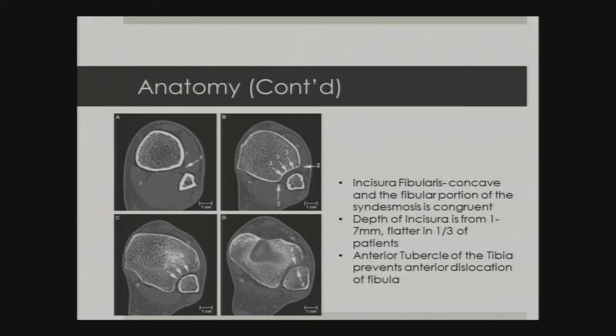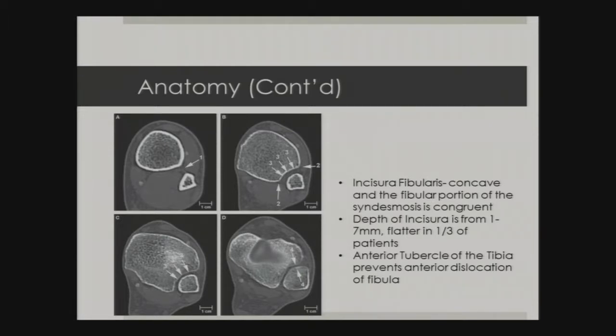Notice that the incisura is this concave area that's bordered anteriorly and posteriorly by the ridges or the tubercles on the tibia, and the fibular portion of the syndesmosis is congruent with it. There have been some anatomic studies that have described a flatter incisura in about 1/3 of the population, and this will become relevant when we talk about the various radiographic measurements you can look at to determine reduction of the syndesmosis.